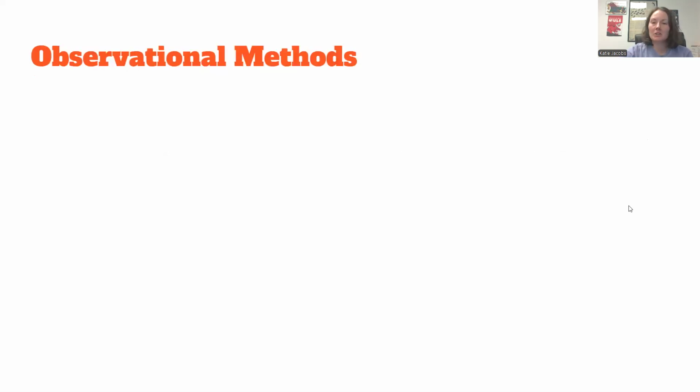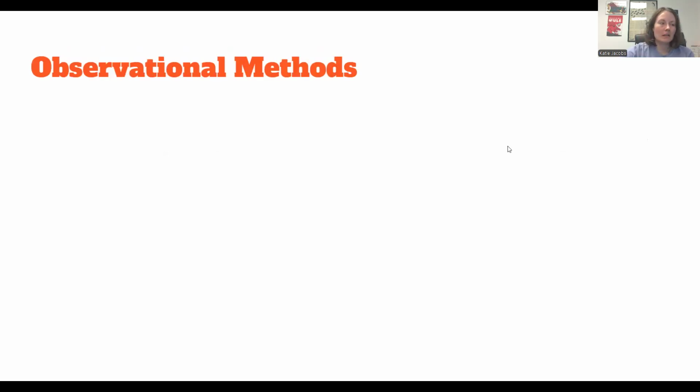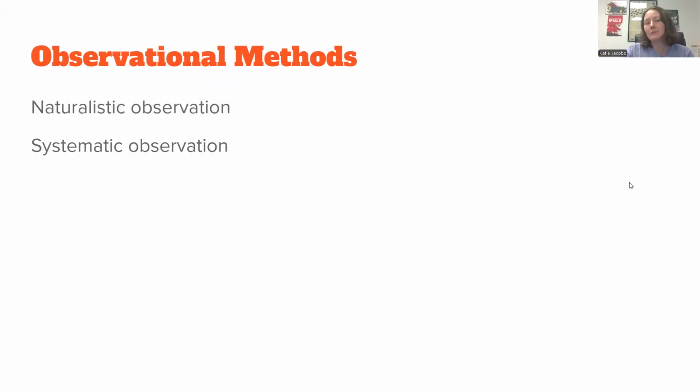All right, so the observational methods that we're going to go over this week are more qualitative in nature. In this class, we're primarily concerned with quantitative data, but there is a whole field of research that deals with these observational methods that also get used in the real world. So we're going to discuss naturalistic observation, systematic observation, case studies, and archival research.